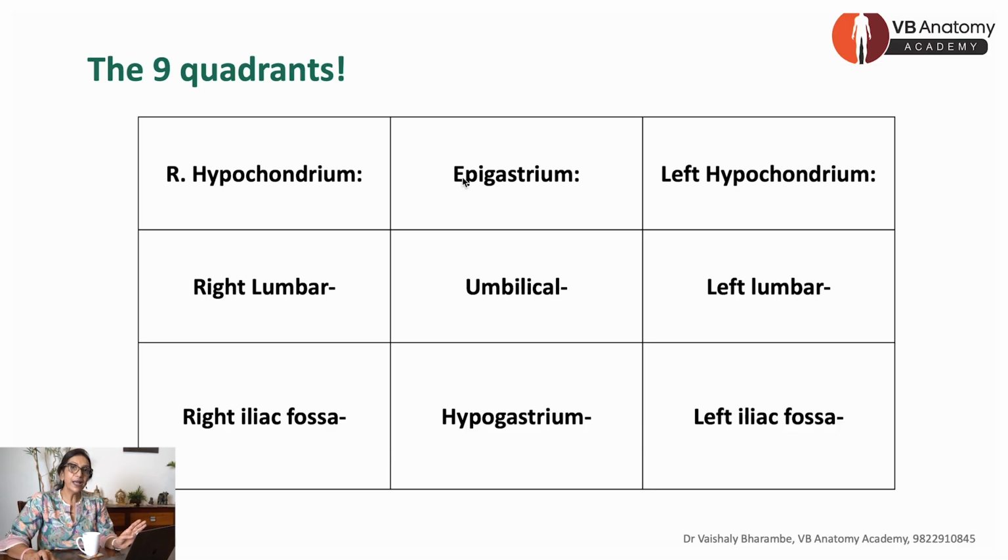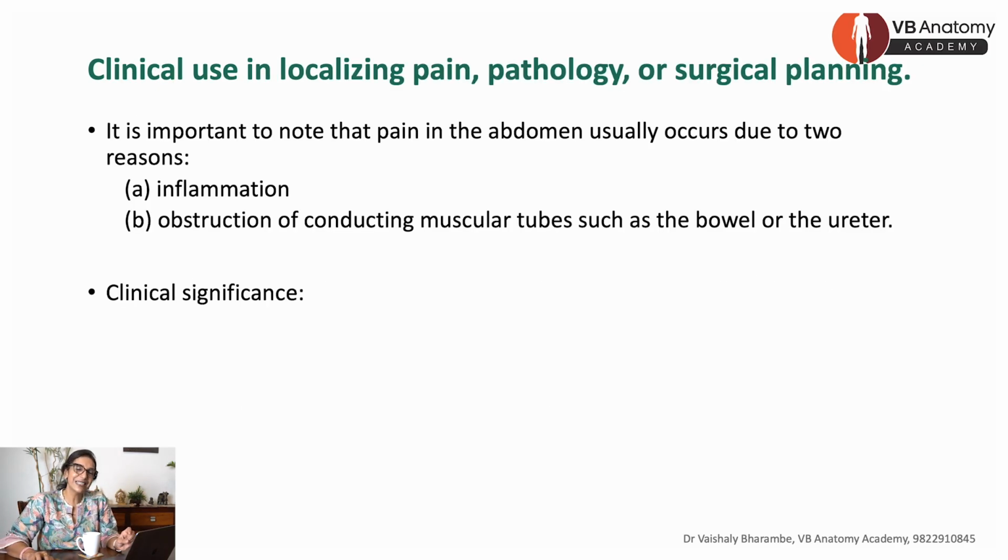Come. So the 9 regions formed are right hypochondrium, left hypochondrium, epigastrium. Right lumbar, left lumbar, umbilical. Right iliac fossa, left iliac fossa, hypogastrium. Okay? It's nice once in a while to carry out these actions. It kind of keeps you interested in the lecture. Okay? The right hypochondrium, left hypochondrium, epigastrium. Right iliac fossa, left iliac fossa, hypogastrium. In between the 2, right lumbar region, left lumbar region, umbilical region. So practice all this, it's fun.